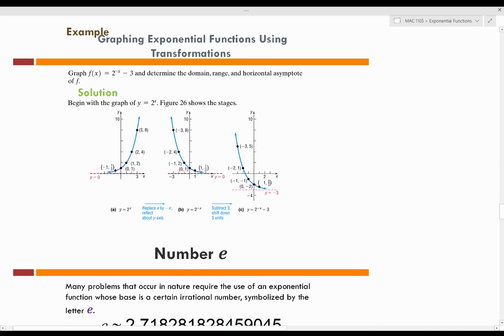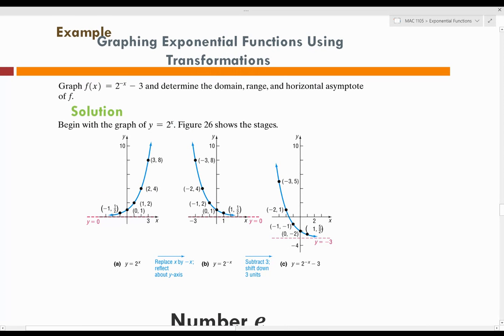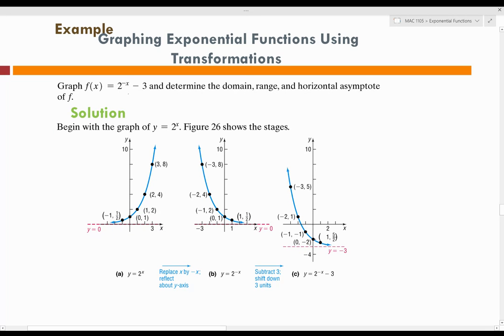All right, our second graph. They want us to graph f of x equals 2 to the negative x minus 3 and determine the domain, range, and horizontal asymptote of f. For this one, you want to identify your base. Your base is still 2, which means you're dealing with a growth model, which is this first picture. Now this negative x here, that's a reflection.